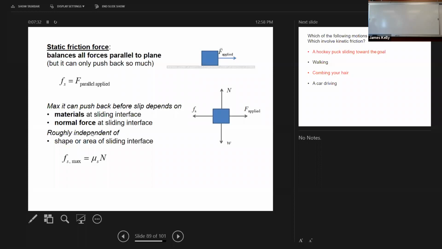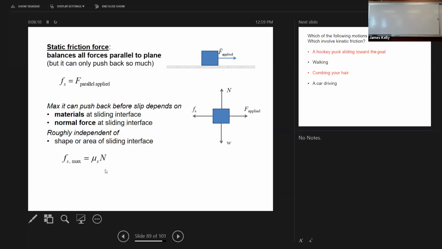In almost all cases, as long as the thing is staying stuck on there, the static friction force just balances out whatever other force components are parallel to the surface. So if you add up all the forces that are trying to shove it one way or the other along the surface, the static friction force will balance those out and make the sum zero because it's not budging. If it were budging, we wouldn't be talking about static friction. So as long as it's not moving, that's pretty simple.